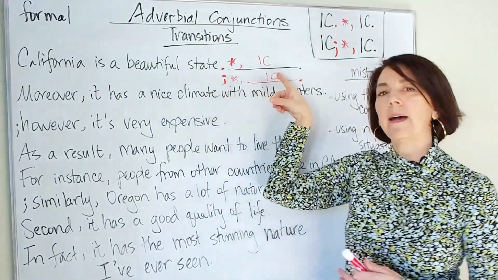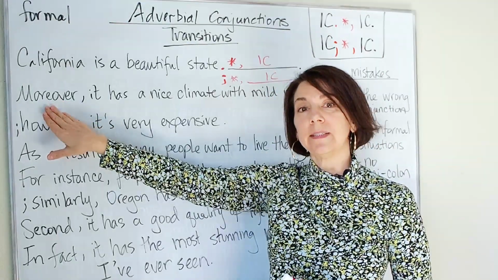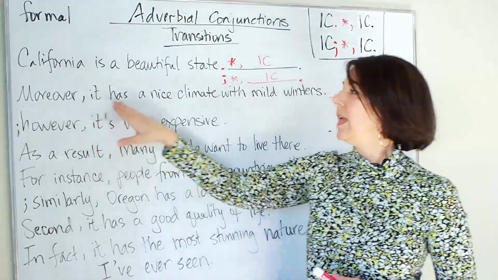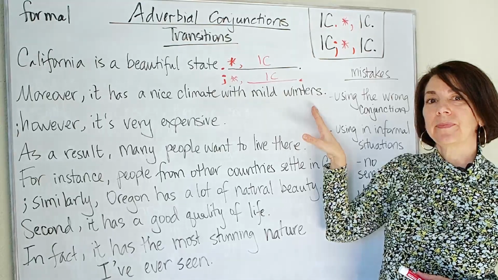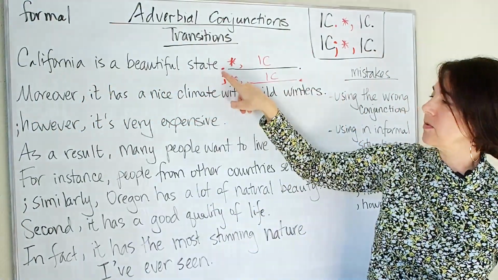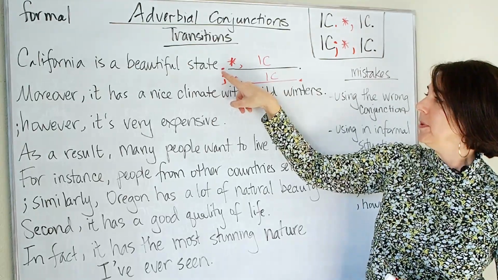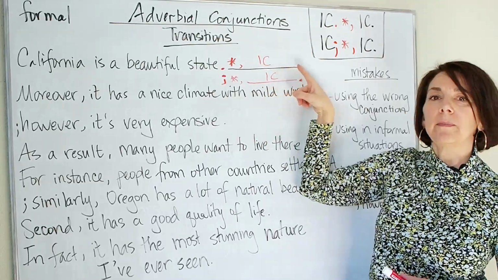So how can we add a second clause here? Well, I can add a similar idea. I can say, moreover, it has a nice climate with mild winters. So here I have a capital letter, which means that I have decided to use this one where I have the period, moreover, comma, it has a nice climate with mild winters.